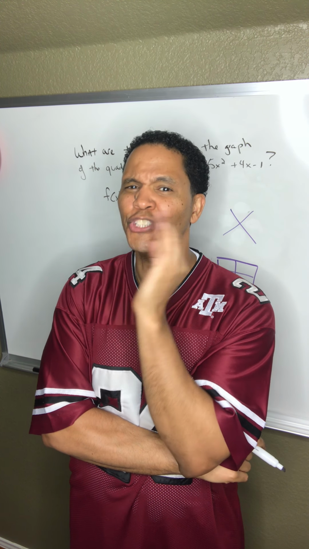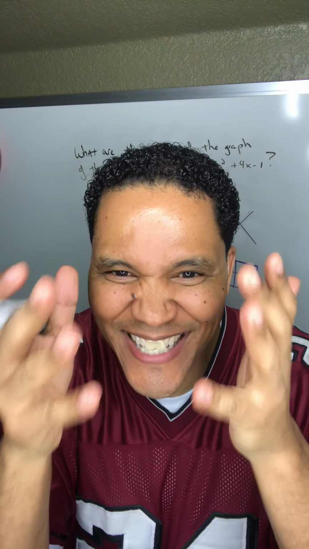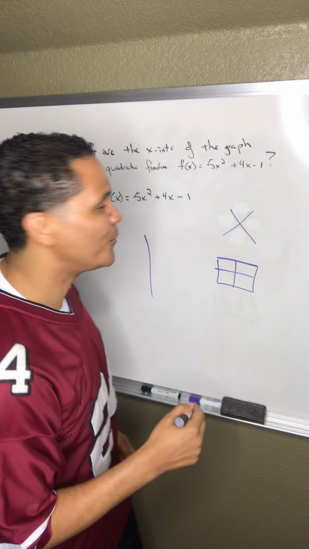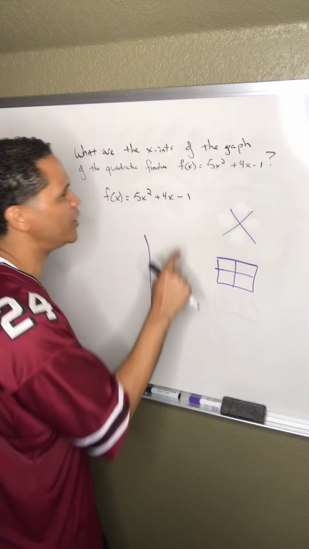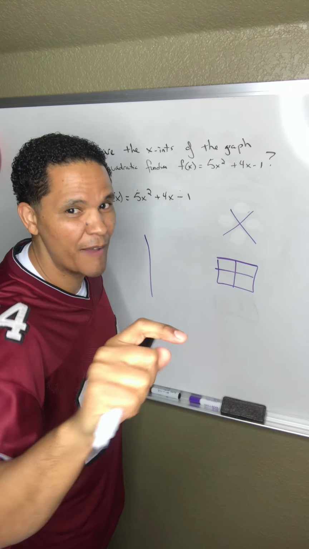You know what the world could sure use a lot more of right now? Some quadratic equations. That's right. So we're looking for the x-intercepts of the function 5x squared plus 4x minus 1. And we're going to solve this by factoring.